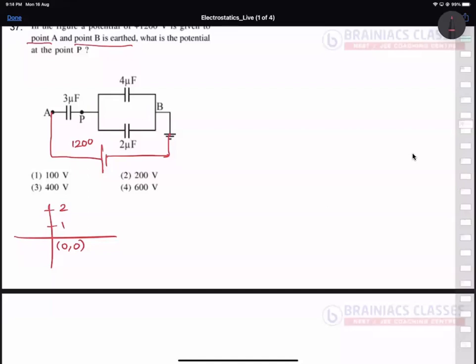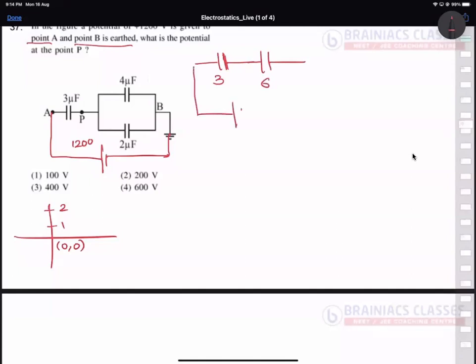Okay, so we will solve these questions. The point P we need to find out. For that, I'm going to redraw the circuit. Redraw the circuit means I'm going to find out the equivalent capacitance of the 4 microfarad and 2 microfarad capacitors. We will redraw the circuit once again, and here we have the 3 microfarad. The 4 microfarad and 2 microfarad capacitors are in parallel connection. For capacitors in parallel, what will be the equivalent capacitance? C1 plus C2. So the two capacitors 4 and 2 add together, and totally we get 6.